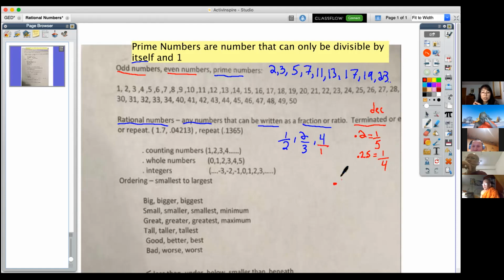So if you have 0.456, you see it does not continue, so it's a rational number. But if you see 3, 4, 5, 6 on and on, you see it's not terminating, so this is not a rational number. A rational number has to end, terminate. So this is not a rational number. We call that irrational. So a rational number is a fraction and a terminated decimal.